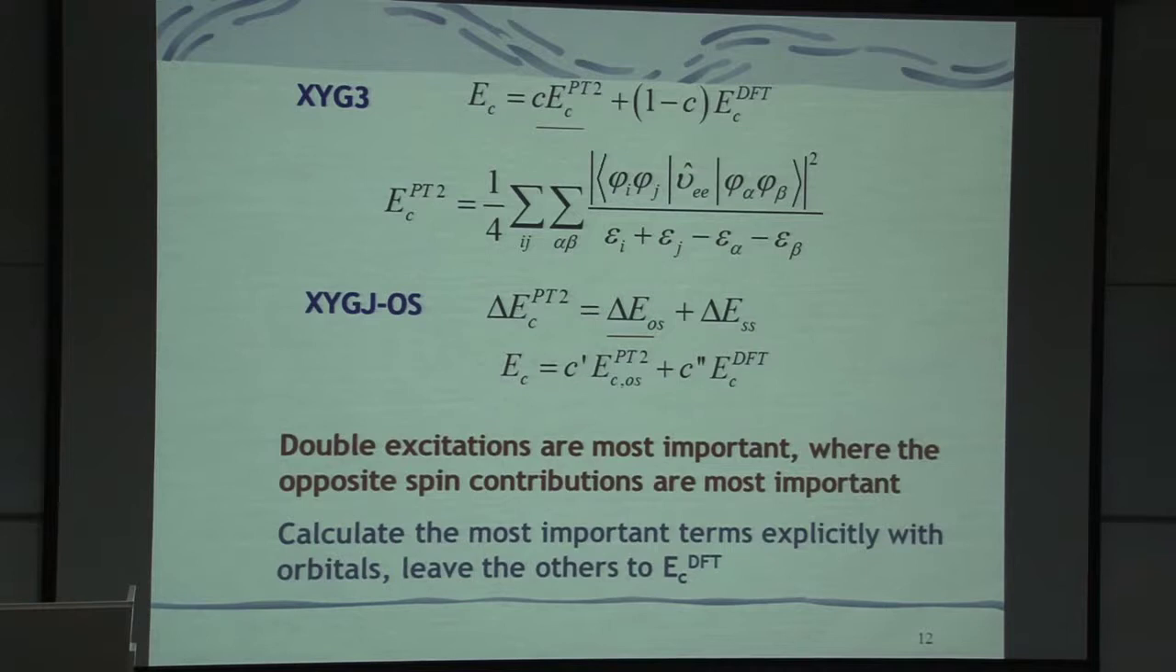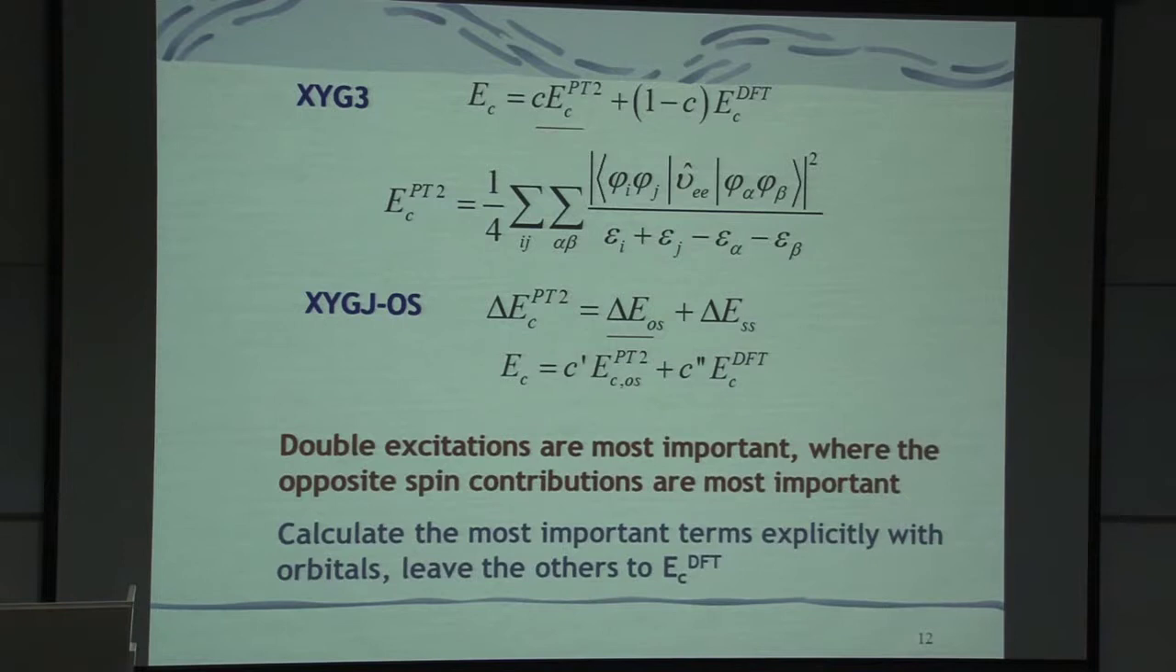So the methodology we employed is that we calculate the most important double excitation and leave all the other higher-order excitations, which is very expensive if you do that, to be described by this DFT correlation. In this way, you do a sort of fitting, and we call this XYG3 functionals.